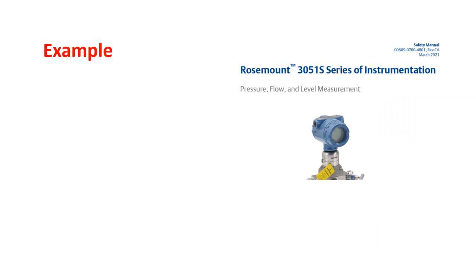Now we will provide an example for the Rosemount 3051S series transmitter, and we will show what the safety manual of this particular instrument contains, and whether this information really ties in with what we have said till now. For that, we will have another video, and that will be uploaded tomorrow.